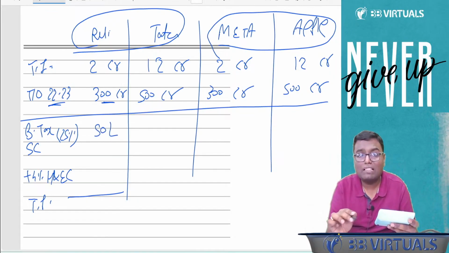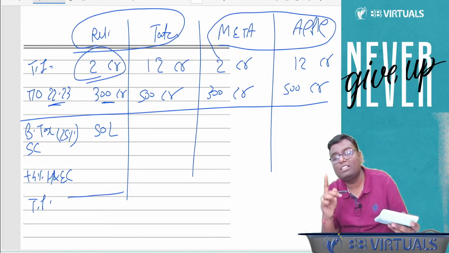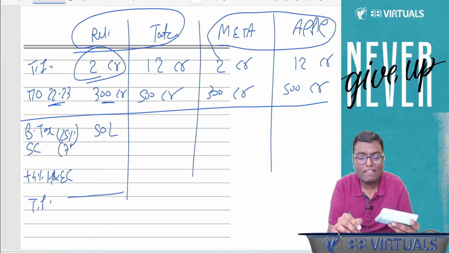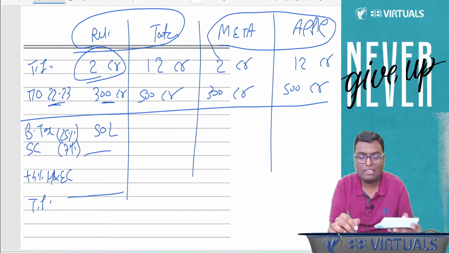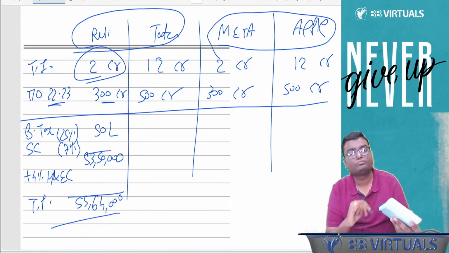Plus, tell me how much surcharge will apply. Can I say the total income is more than 1 crore but up to 10 crore? So the rate of surcharge which will get applied is 7%. So on this 50 lakh, we will add 7% surcharge, totaling 53 lakh 50,000. And finally, we will add 4% health and education cess. That comes to 55 lakh 64,000.